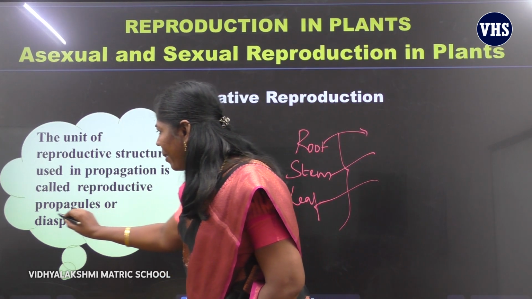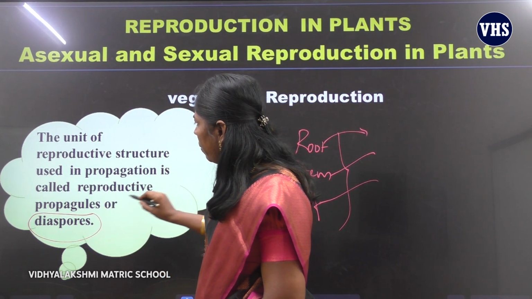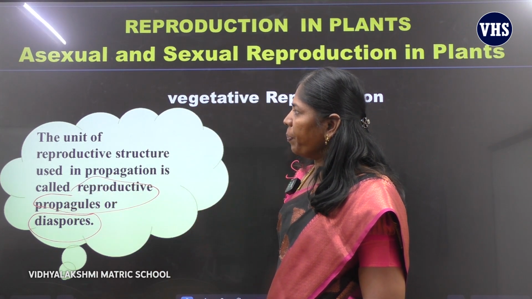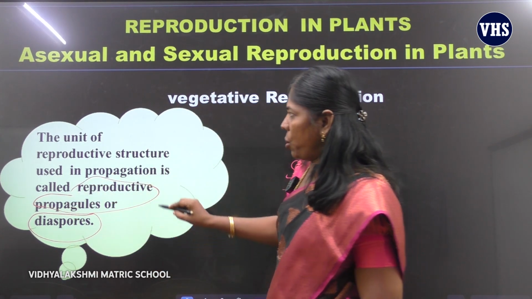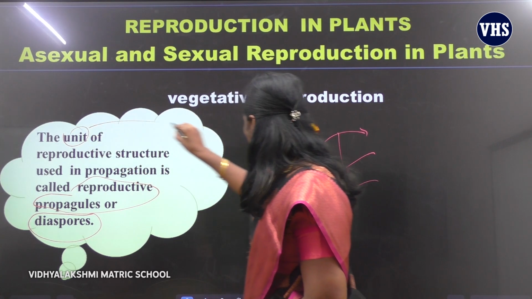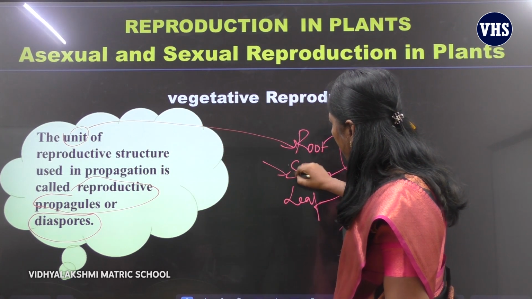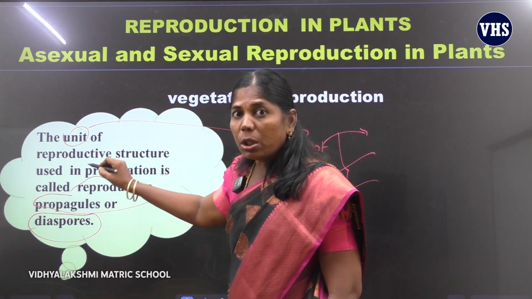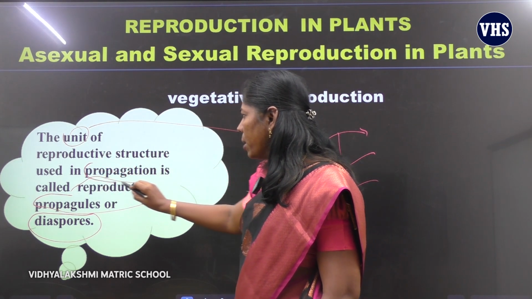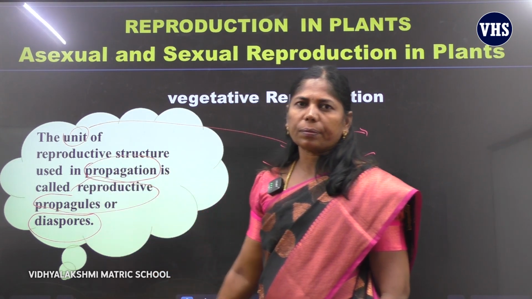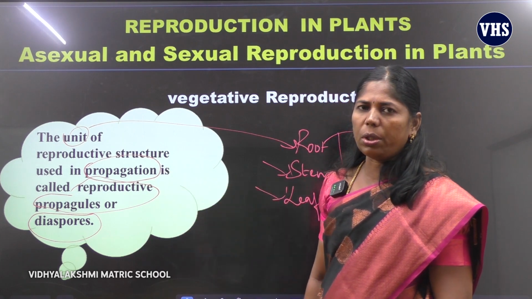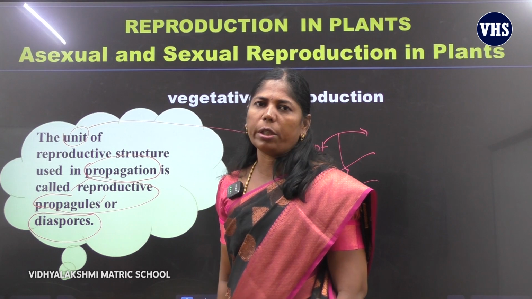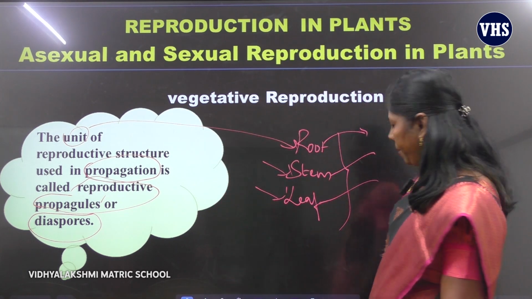So what are diaspores? What are vegetative propagules? This is also a very important 2-mark question. It is the unit of reproductive structure. The units could be a root, a stem, or a leaf. The unit of reproductive structure used in propagation, that is, used in the reproduction method, is called reproductive propagules, or diaspores.